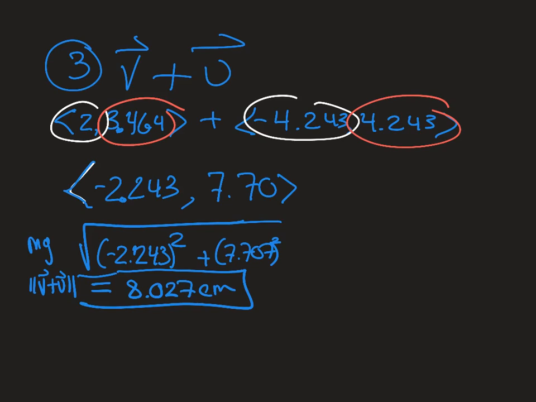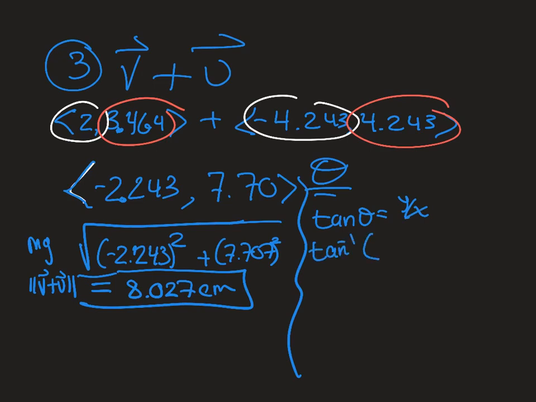This is the part earlier that I was warning you about, to find the angle. So to find my theta, this is the tricky piece right here. We know that tangent of theta equals y over x. So I'm going to do arctangent of my y, 7.707. Never wrote the 7 up there, sorry. Over negative 2.243.